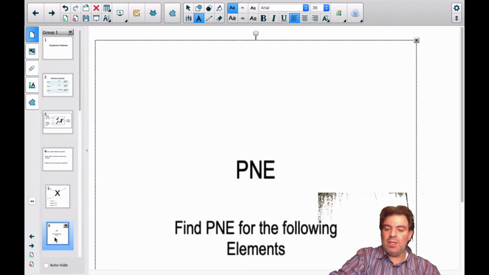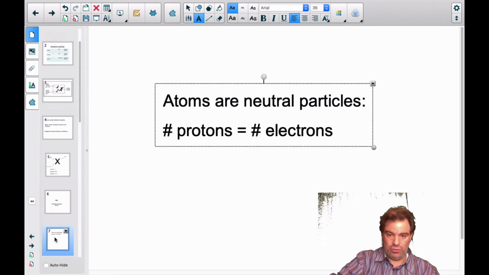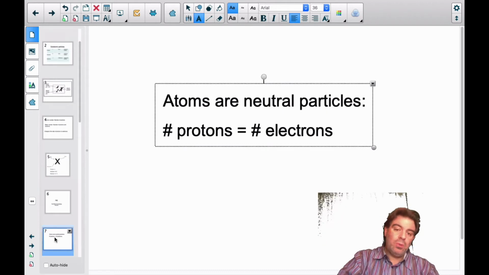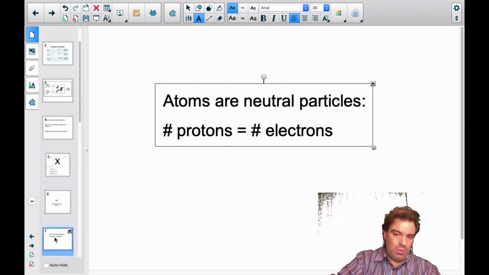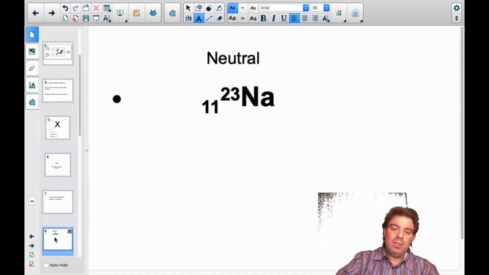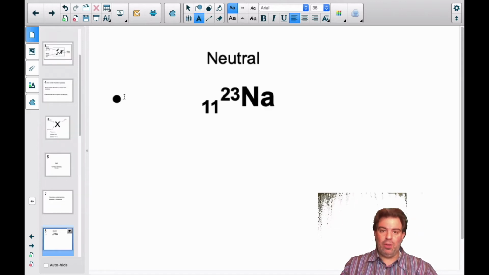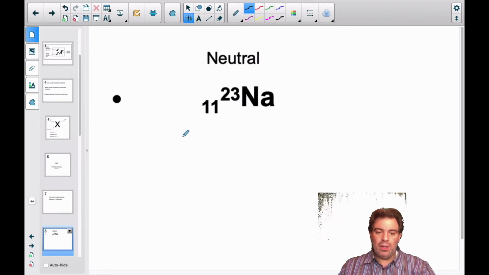So let's solve a couple of examples. Let's find the protons, the neutrons, and the electrons. First, we're going to look at atoms. Atoms are neutral particles. That means that the number of protons is always going to equal the number of electrons. So let's check this out. Let's say we have the following element, as you can see right in front of you. We have to find the number of protons, neutrons, and electrons.